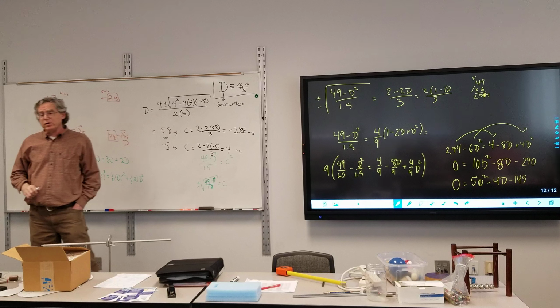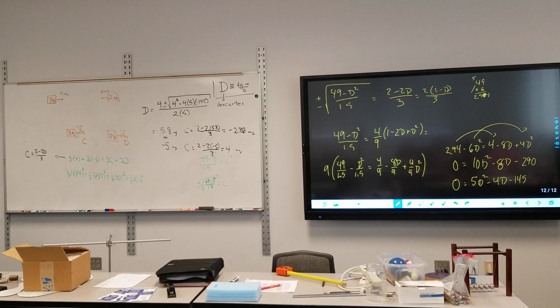All right, I will tell you that we have done something correctly here. There are 2 answers, one of which I was expecting. Which of those solutions is correct? The 5.8, negative 2.867, or the negative 5 and 4? In both cases, kinetic energy is conserved and momentum is conserved, but only one of those is the correct answer.